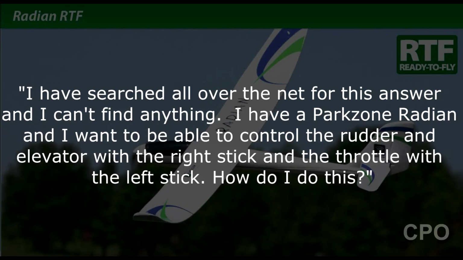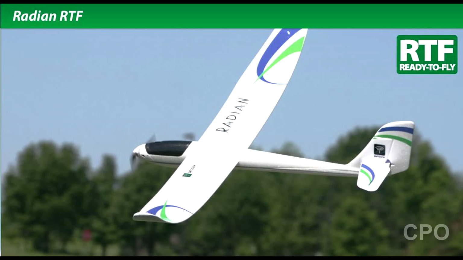I have a Parkzone Radian and I want to be able to control the rudder and elevator with the right stick and the throttle with the left stick. How do I do this? Well, I don't always have time to answer questions directly with a video, but I thought this would be helpful and quick and easy for me to do.